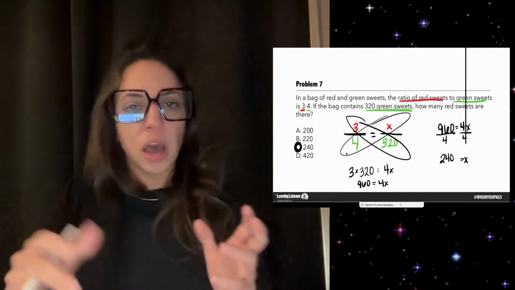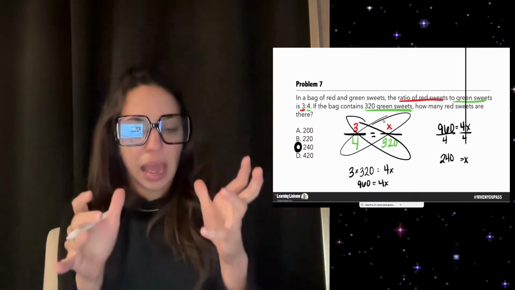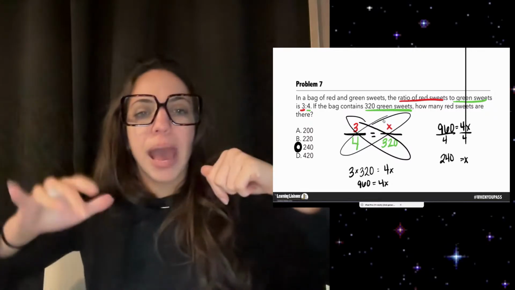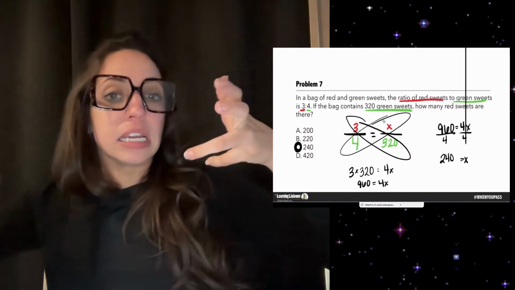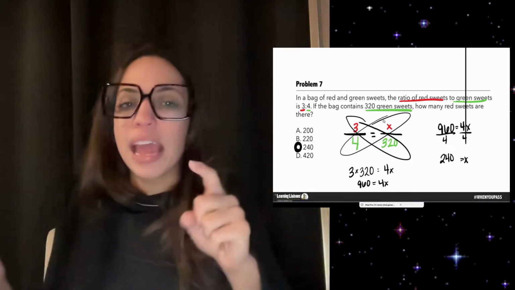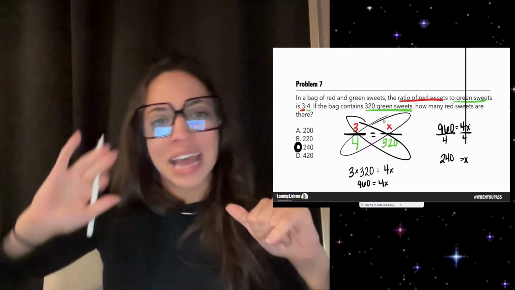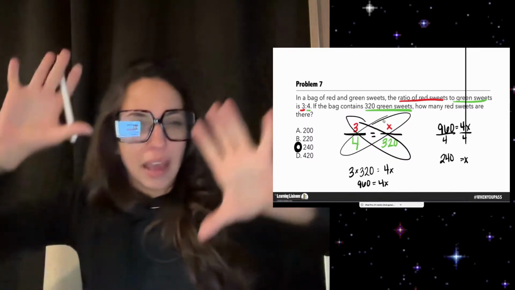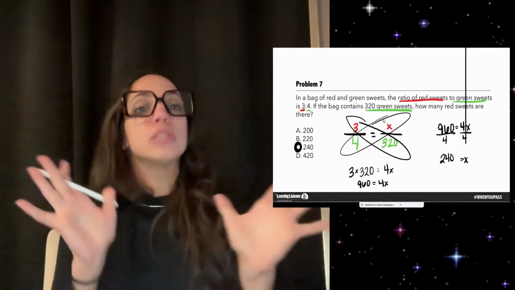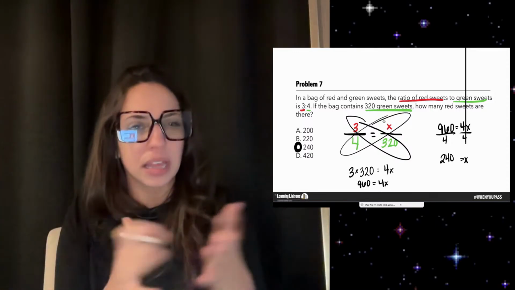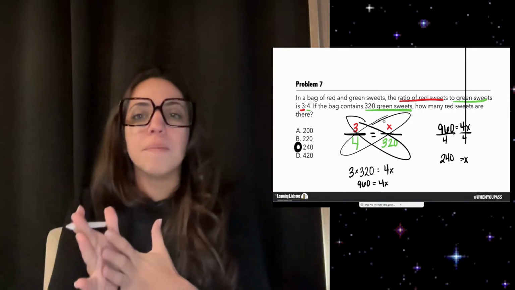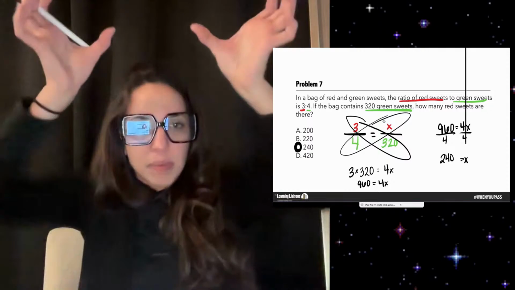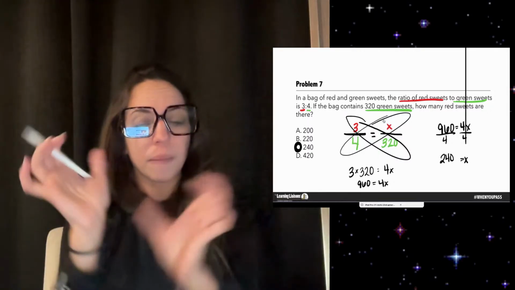Now, what I caution you on is if this said something like the ratio of red sweets to green sweets is 3:4, the bag contains 960 total sweets, then you wouldn't do 3:4 equals x to 960, because that would be red to green, red to total. And so you would have to figure out the total. You would have to do a different process, and I can absolutely do something like that if you want to see it, because there's another step in setting that up, because you have to make sure those two sides equal each other.